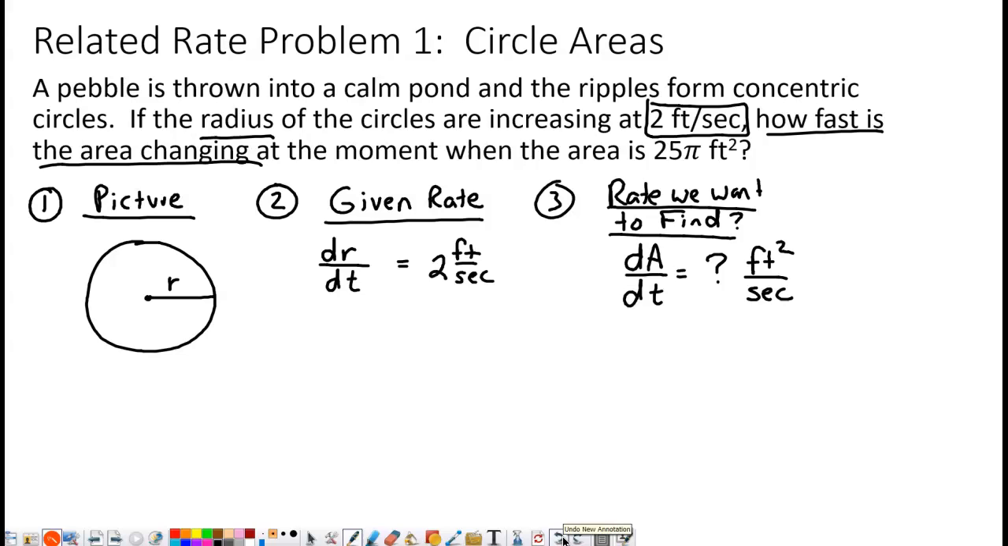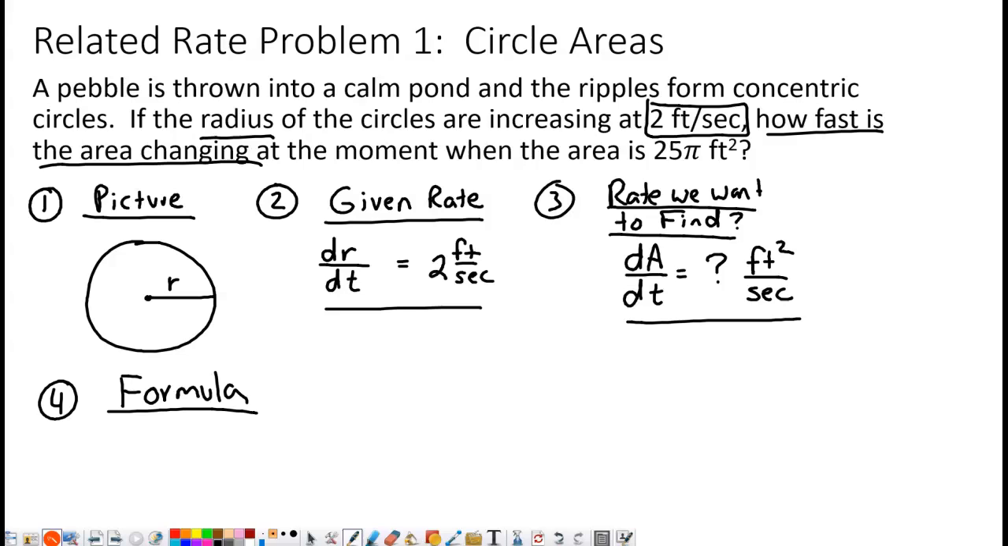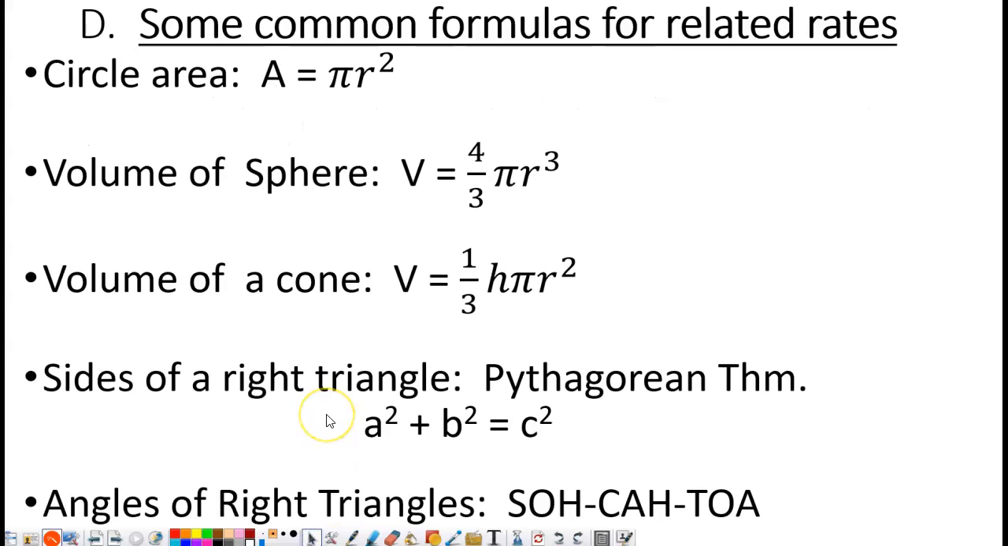Now step 4 is to identify a formula that will help us get our answer. So we're looking for a formula that will relate these rates together. In other words, I'm looking for a formula that will have an R and an A in it. Well, since we're talking about circles, what I would have you guys do at this point is go back to our formula sheet here. And do you guys see anything about circles on here?